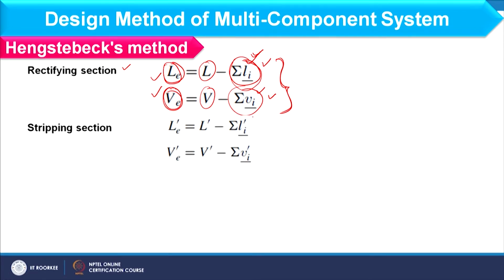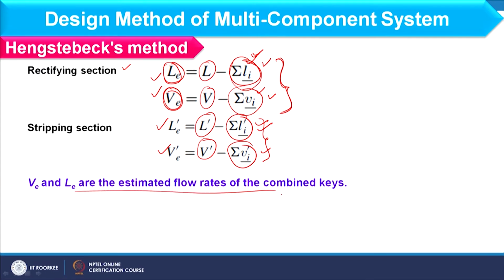And similarly, here I am having summation Li dash and summation Vi dash, these will be for the components which are non-heavy key, and these are the limiting flow rates. These we deduct from the total flow rate to find the flow rates of key components. So, as far as LE, VE, LE dash, VE dash are concerned, these are the flow rates of combined keys as it is shown over here.